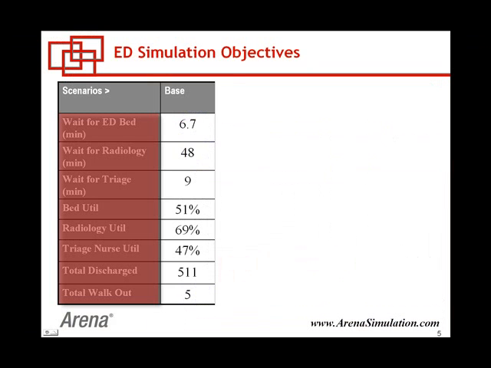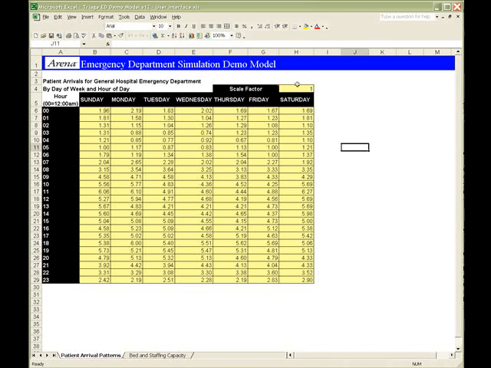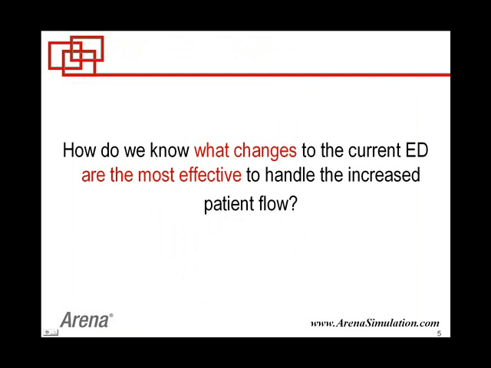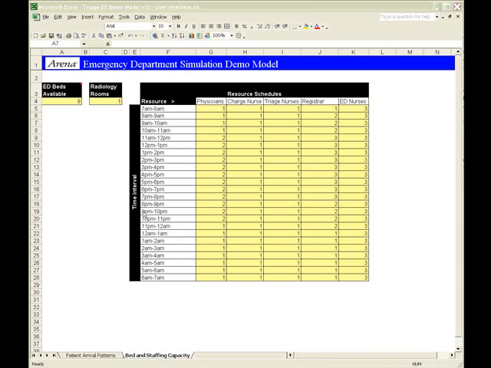Now say we want to understand if the current capacity is adequate to handle a 25% increase in the patient arrivals. Let's make the change in the user interface, run the scenario, and record the results. We can see the wait time for a bed is significantly increased. Bed and radiology room utilization is also up. How do we know what changes to the current ED are the most effective to handle the increased patient flow? We could add capacity, change process flows, improve processing times, adjust resource schedules.